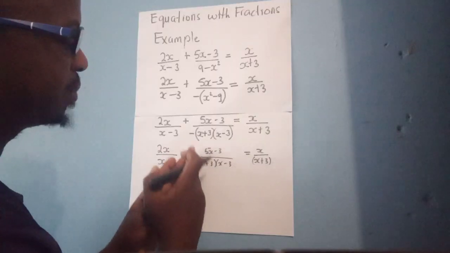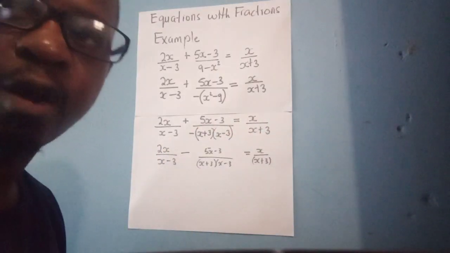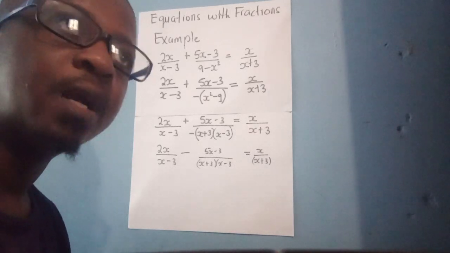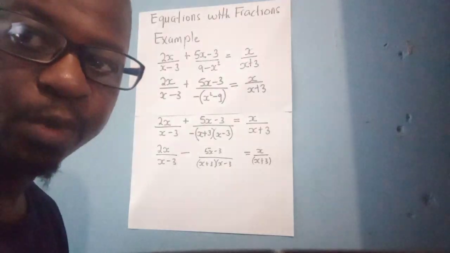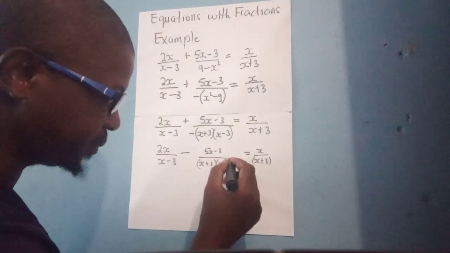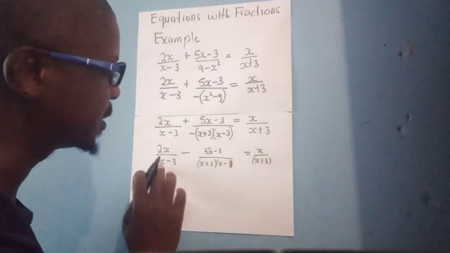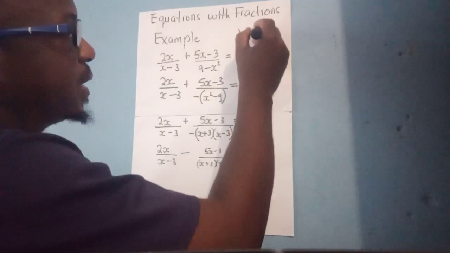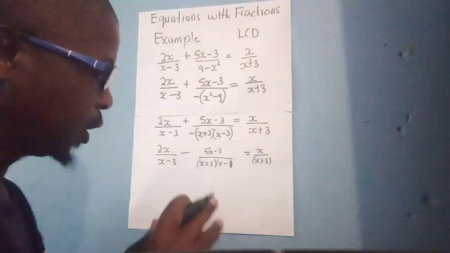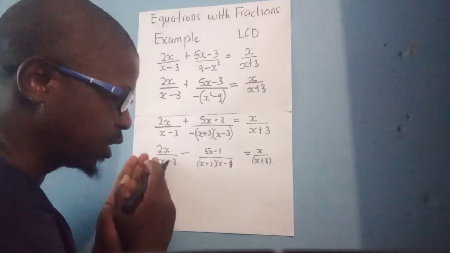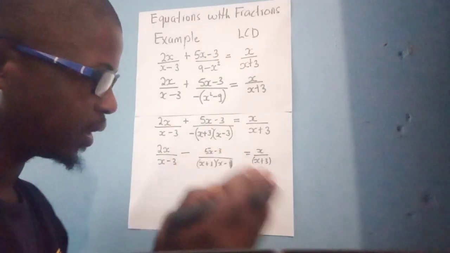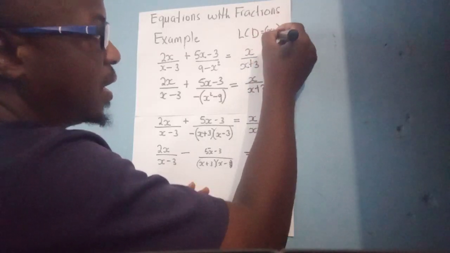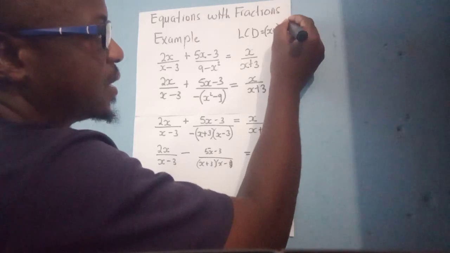I've created some spaces. I was trying to split that one out because our next step is going to involve us talking about the LCD, lowest common denominator. So this is the denominator, this is the denominator, this is the denominator. So when you say lowest common denominator, LCD, we need the common one, and we find in this case that the lowest common denominator is x plus 3, x minus 3.